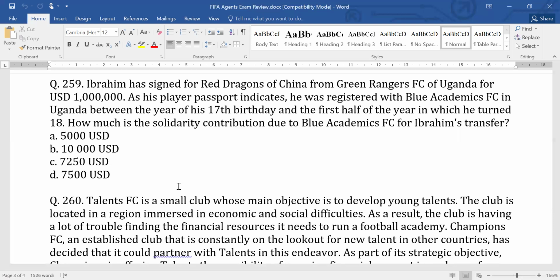The options here are $5,000, $10,000, $7,250, and $7,500. They didn't really mention when he transferred, but the transfer fee of $1 million was paid. He trained with Blue Academics in Uganda at age 17 and half of age 18, so the club trained him for one year and a half. At 17 that is 10%, plus half of it, so 15%.